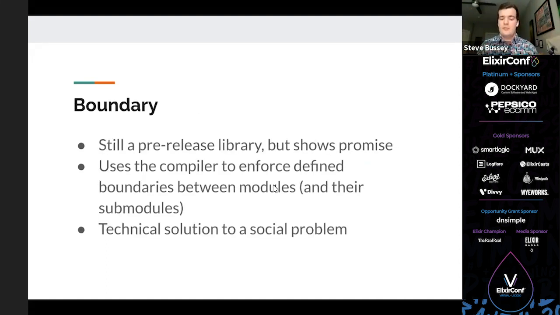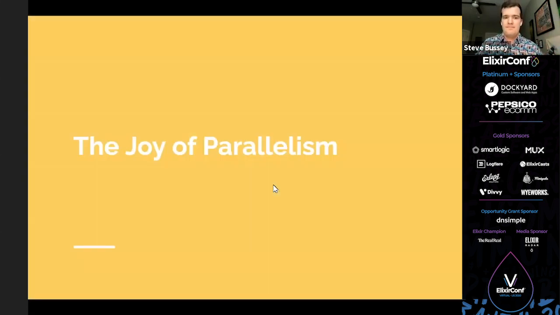And a great example of this is the boundary library by Sasha Jurek. This is still a pre-release library, but I think it shows a lot of promise and gets to the heart of what I'm talking about. It uses the compiler to enforce defined boundaries between modules and their submodules. And this is a technical solution to a social problem. Having the ability to do this in a language is crucial as the code base grows. Because if you don't have the ability to do it, you start wondering, well, is there any way to do this? The only way I can see to do it is maybe to start doing microservices.